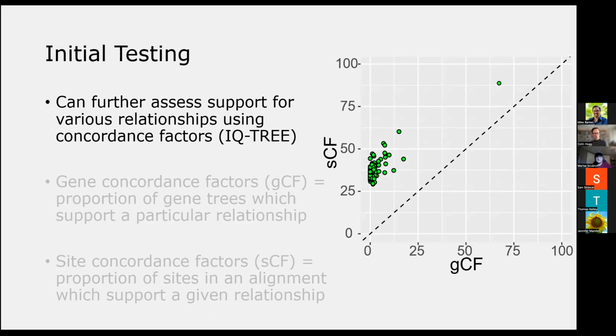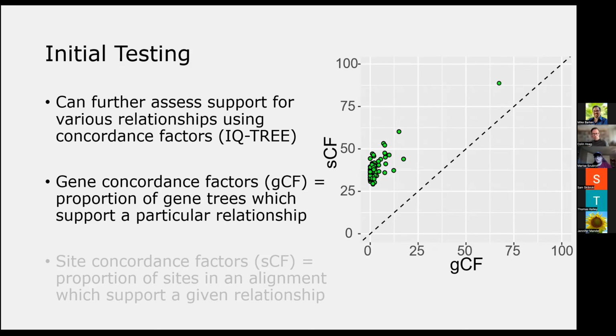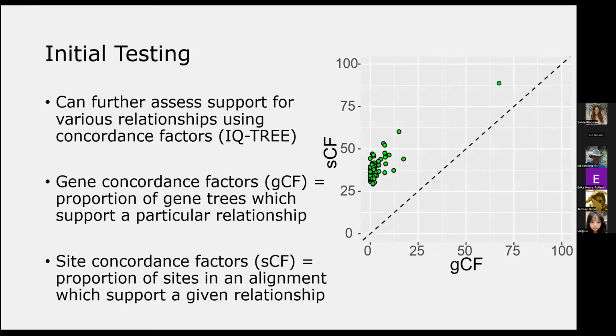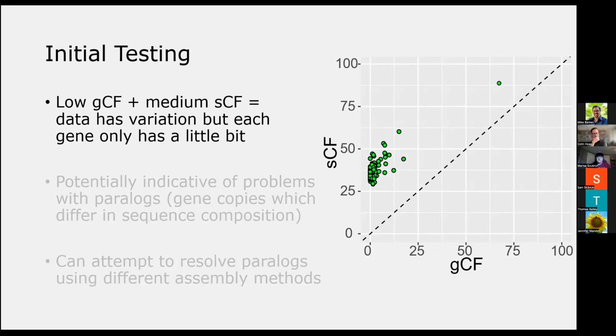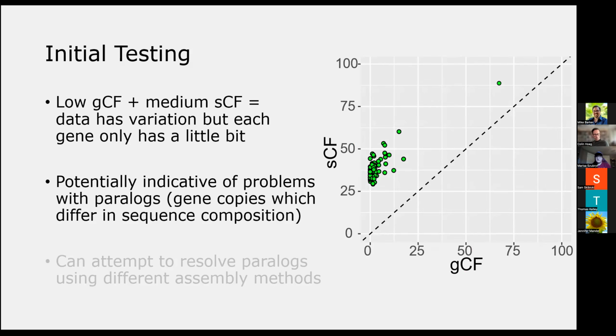which is just another way of assessing support on a per gene and a per site basis. So GCF, or gene concordance factors, look for essentially which genes support a given relationship, and SCF, or site concordance factors, look essentially at individual base pairs to see which are decisive in supporting certain relationships. We see that the gene concordance factors overall are very, very low. Most of them for most nodes are under 10 or 15%. We see that the site concordance factors are between 25 and 55%. So there is data here, but each gene only holds a little bit.